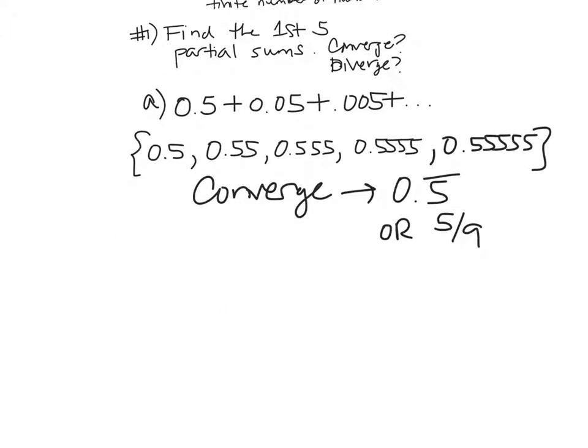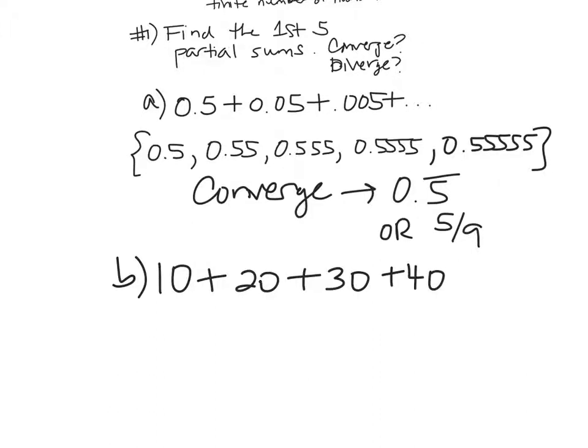Okay, let's do another one, letter B. Suppose that I'm going to add up the numbers 10 plus 20 plus 30 plus 40 plus dot, dot, dot. I have to find the first 5 partial sums, and then I have to tell whether this is converging or diverging.